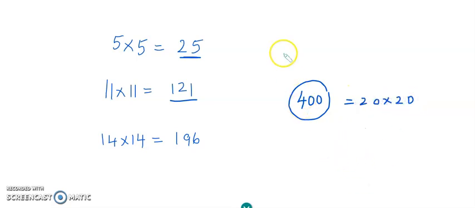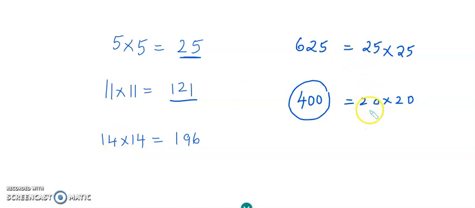Correct? If I give you a number, say 625, can you figure out which number is multiplied by itself to get this 625? Yes, it's 25 multiplied by 25. Now, these numbers 25, 121, 196, 625, 400 are called perfect squares, right? Then do we have a special name for these numbers which are multiplied by itself? I mean 5, 11, 14, 25, 20. Do they have a special name?